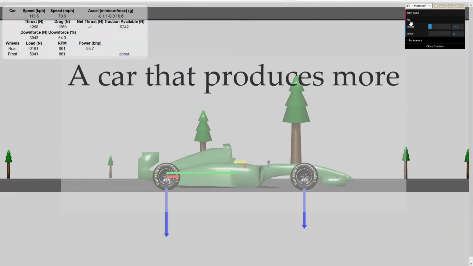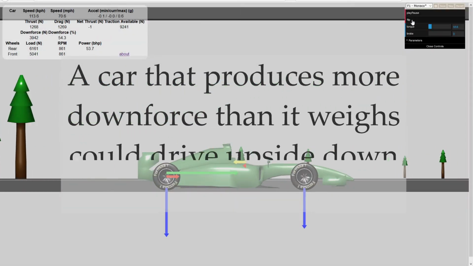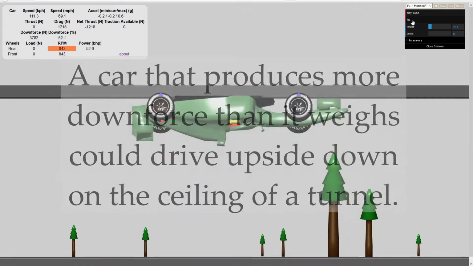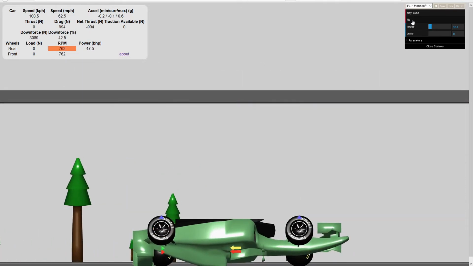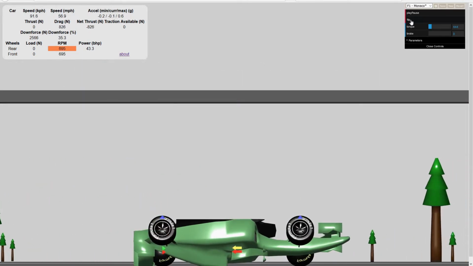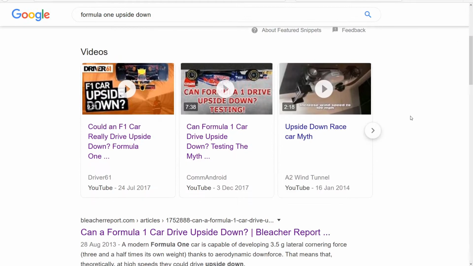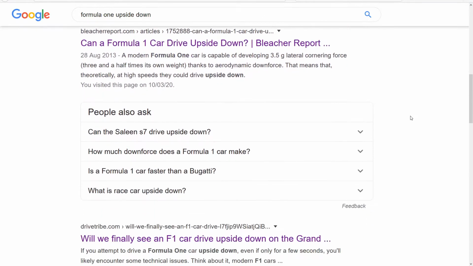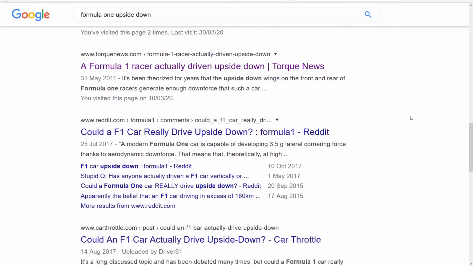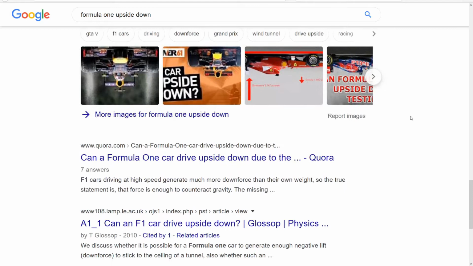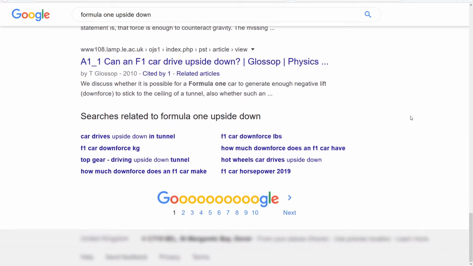A car that produces more downforce than it weighs could drive upside down on the ceiling of a tunnel. That's something we've all heard, but in reality, things are more complicated than that. If you search for Formula One upside down on Google, you'll find lots of articles, videos, and even academic papers all making the simple claim that if your car makes more downforce than its weight, then it can drive upside down. That might sound reasonable, but it ignores one thing: traction.